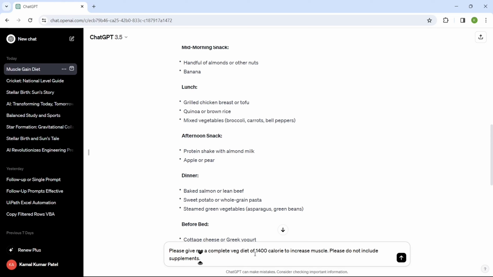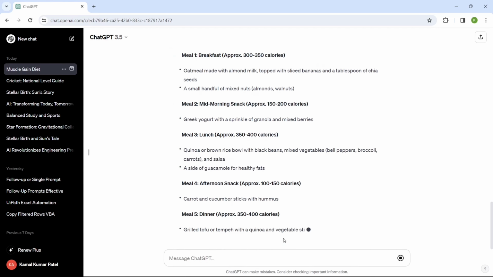Now let's change our prompt with our filter criteria. Like, please give me a complete veg diet of 1400 calories to increase muscle. Please do not include supplements. So here I have given my extra requirements. I have given a filter criteria like it should be a veg diet under 1400 calories, and I have asked it not to include supplements. Now you can see the response is better.